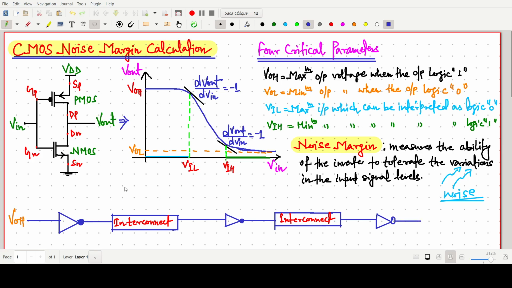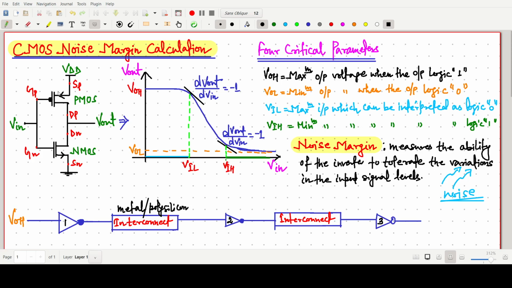To illustrate the concept of noise margin, we are using a three inverter circuit. One, two, three, and all the inverters are connected in cascade through an interconnect. This interconnect mainly consists of a metal or polysilicon line.